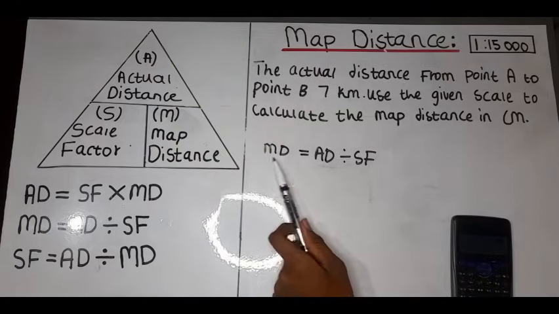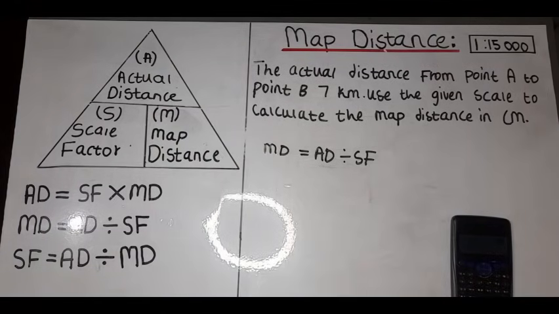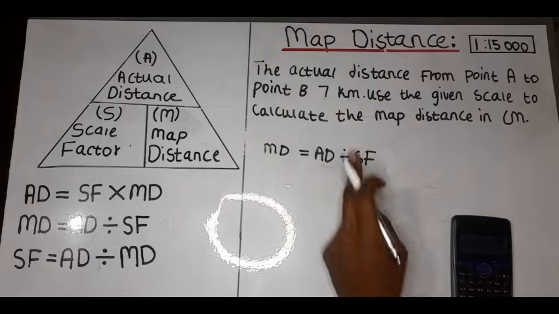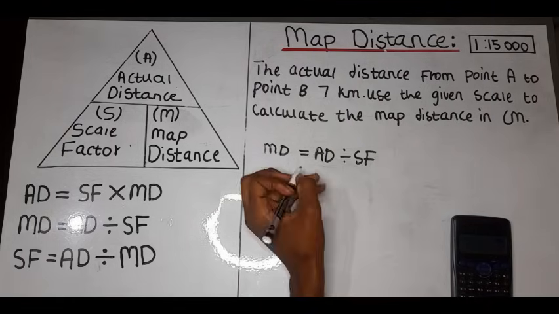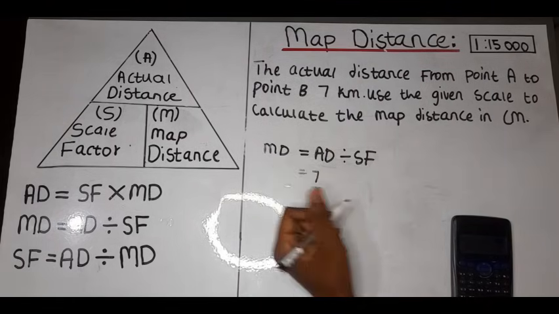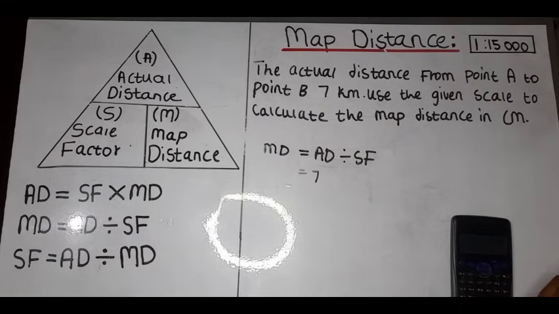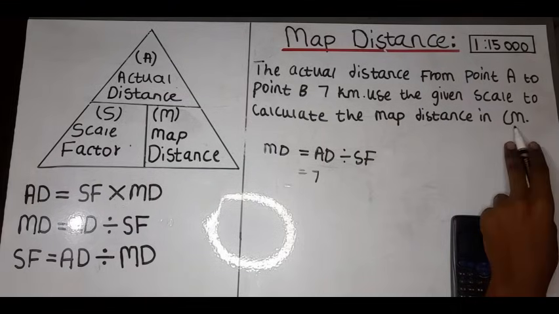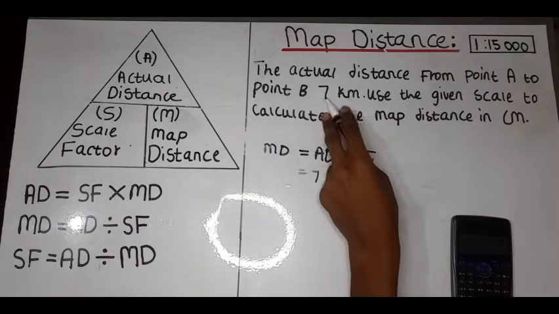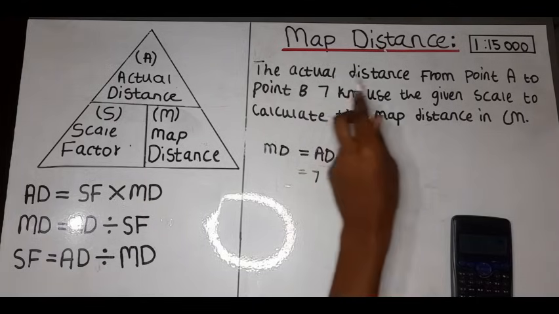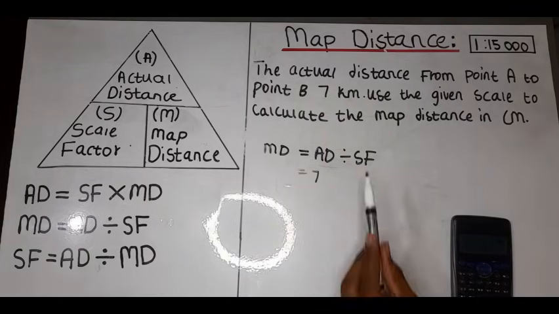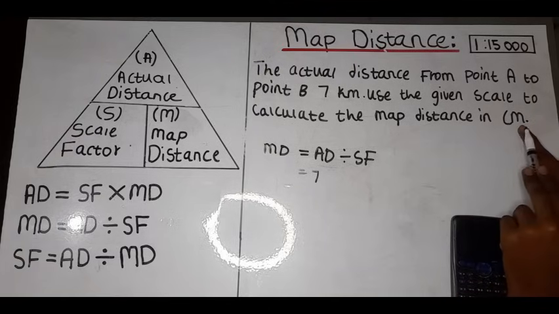Fine, so let's go back to the map distance, right? Okay, so we're calculating the map distance. So we have to take the actual distance and divide it by the scale factor. But we are not just going to say 7 and then divide it by 15,000. No, our answer should be in centimeters, and our actual distance is in kilometers. So that means that we have to take our actual distance and convert it to the required unit of measurement, which is centimeters, right?